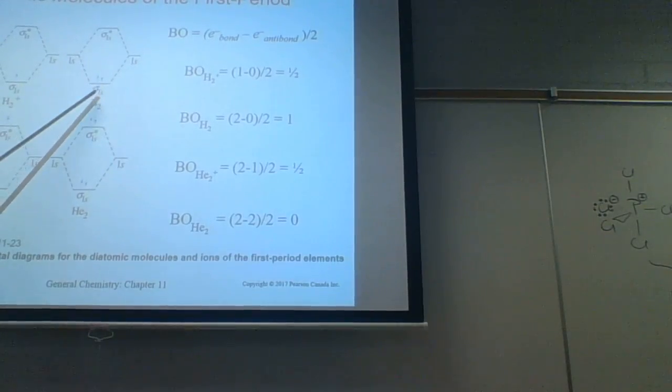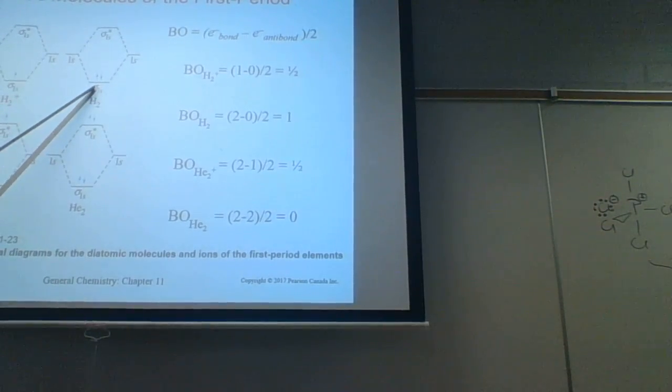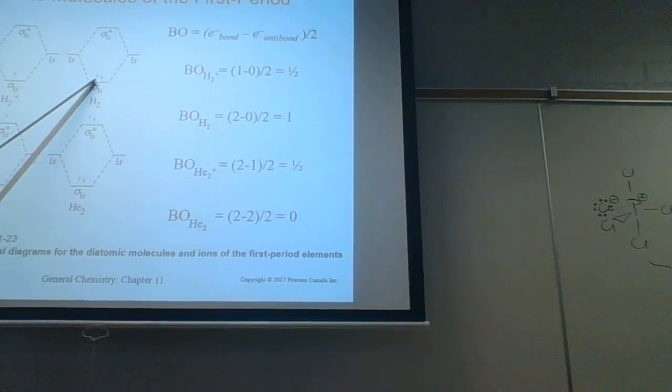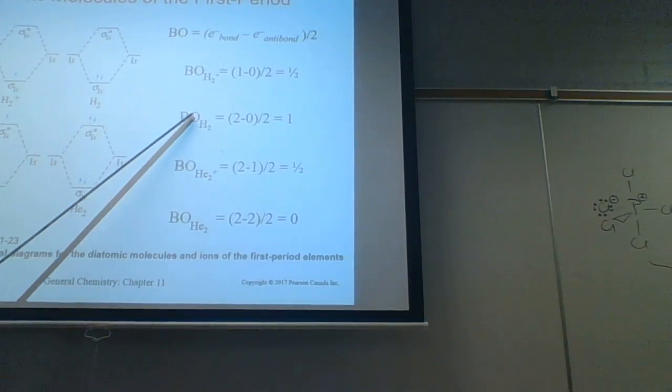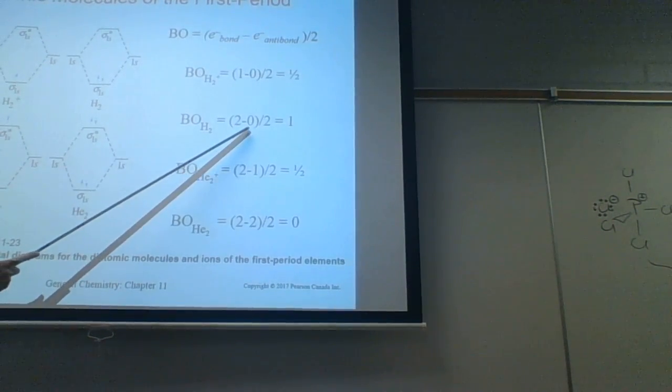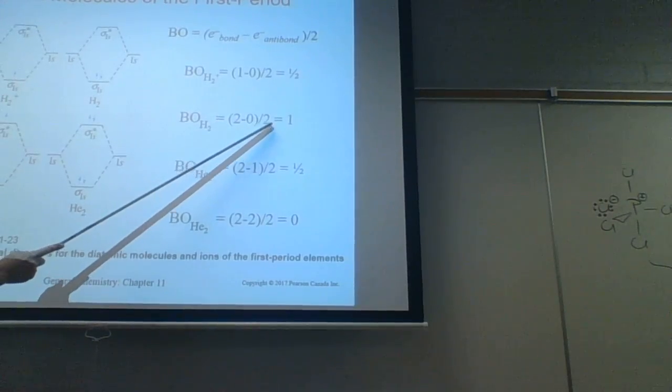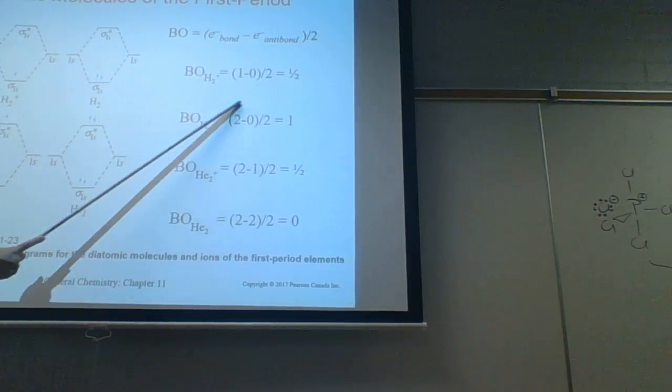We have it here. And so if we have 2 electrons in the bonding, we call it a single bond, and the bond order is 1. And so the bond order is the number of bonding electrons minus the number of antibonding electrons divided by 2. So that gives us a bond order of 1 here.